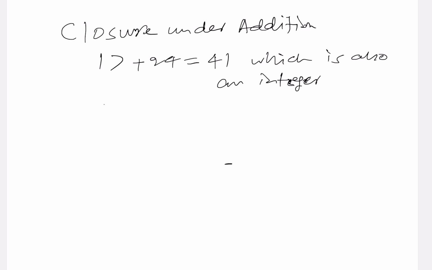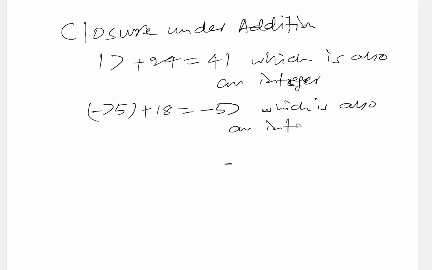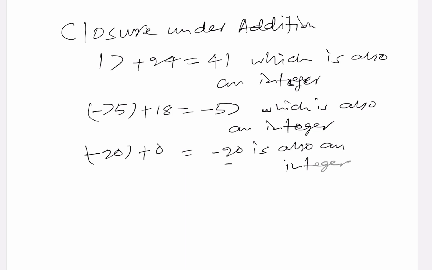For example, second example is minus 75 plus 18 is equal to minus 57, which is also an integer. In the same way, minus 20 plus 0 is equal to minus 20, which is also an integer. Thus integers are closed under addition.